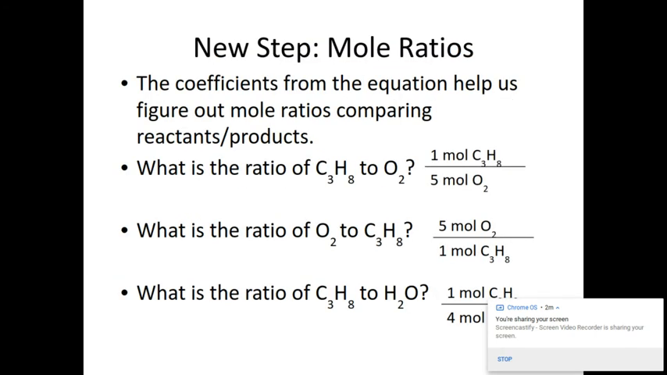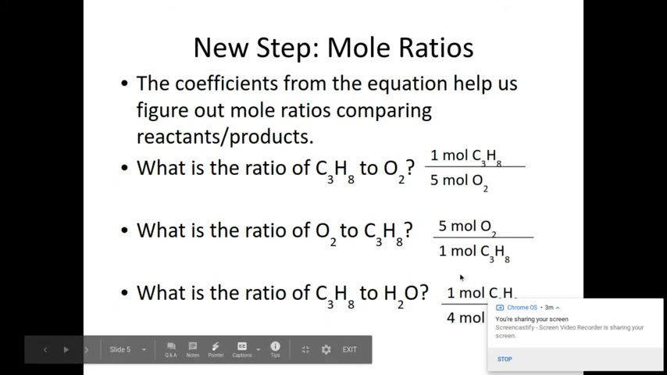Okay, so let's look at some coefficients. Basically, if we want to look at the ratio of different things, we can actually use these ratios in our dimensional analysis. So here we've got C3H8 right here. 1 mole of that is equal to 5 moles of this in your equation. What's the ratio to this? Well, we have 5 moles of O2 for every mole of this. So we can use this as another equality, another part of our dimensional analysis.